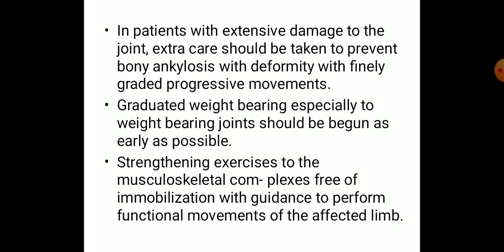a proper joint surface. So in case the TB is affecting your knee joint, if the knee joint surfaces of both tibia and femur were disrupted, it can give you some ankylosing. So these two surfaces can get fused because of this infection. So we should be thinking how to prevent this ankylosing. So we should be initiating our movements to prevent this ankylosing. And graduated weight bearing, especially to the weight bearing joints, should be begun as early as possible.